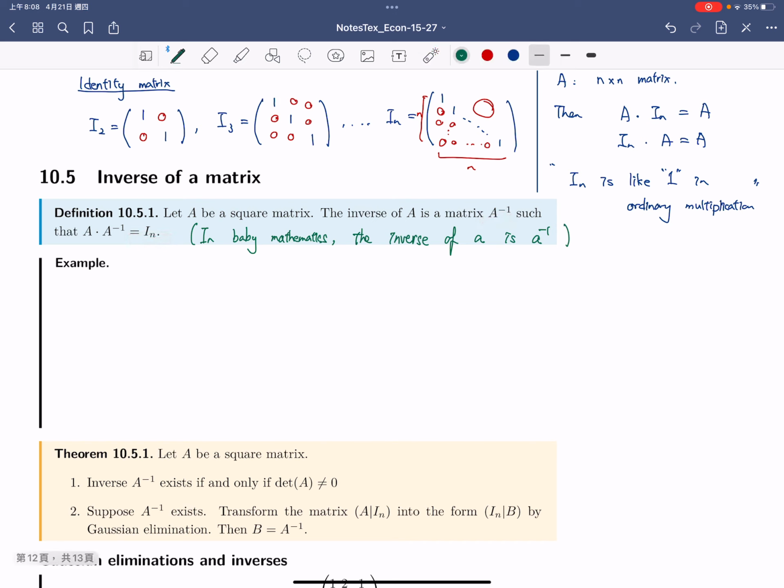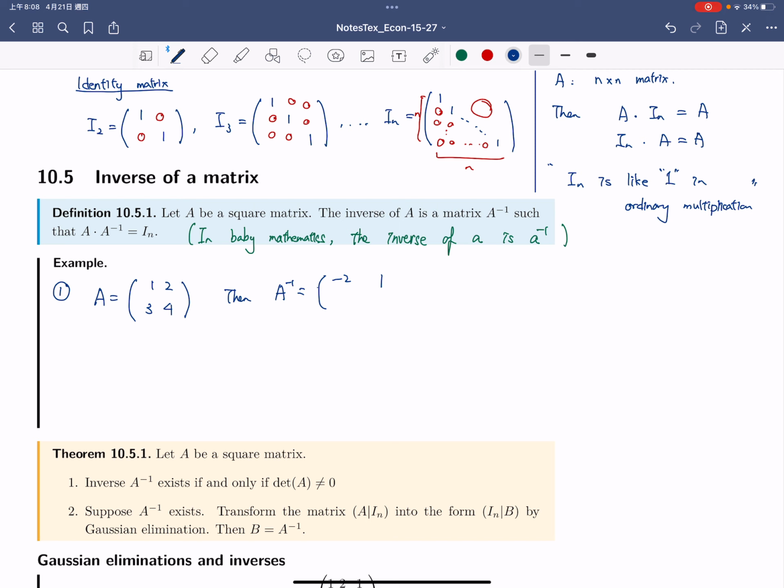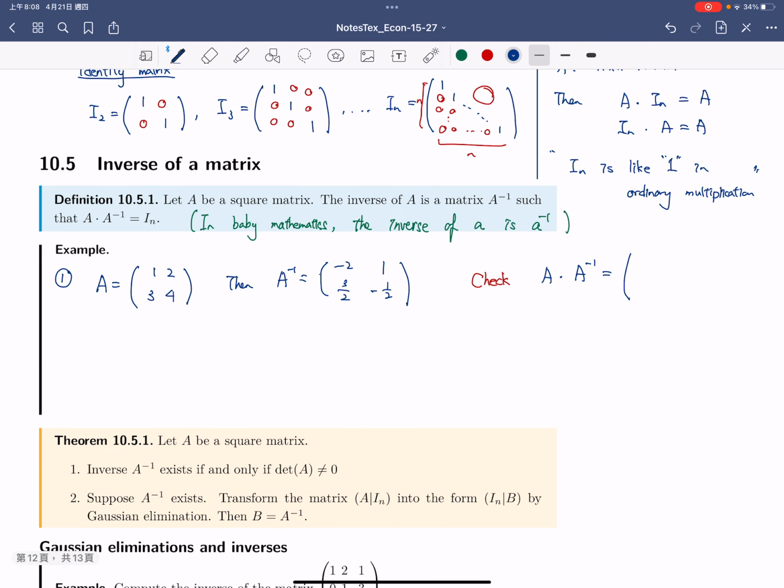Let me give you a concrete example. Example 1: if A is 1, 2, 3, 4, then what is A inverse? A inverse turns out to be minus 2, 1, 3 over 2, and minus a half. If you do not believe that, you should check yourself. A times A inverse is indeed the identity matrix, in this case the 2 by 2 identity matrix, 1, 0, 0, 1.